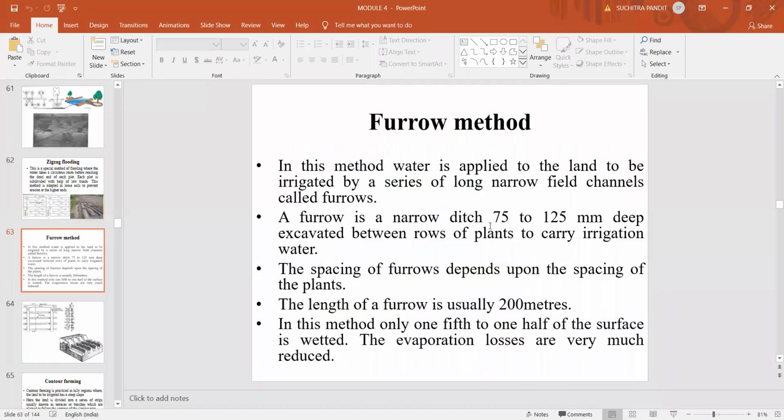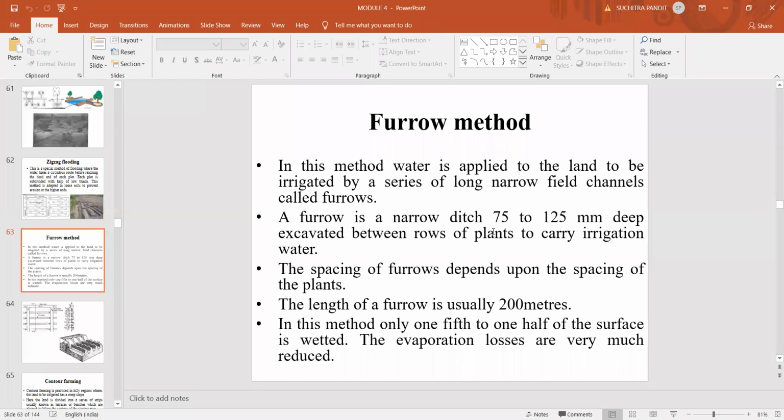Next is the furrow method of irrigation. In this method, water is applied to the land to be irrigated by a series of long, narrow field channels called furrows. A furrow is a narrow ditch that is about 75 to 125 millimeter deep and excavated between rows of plants to carry irrigation water. The spacing of the furrows mainly depends upon the spacing of the plants, and the length of the furrow is usually about 200 meters. In this method, only 1/5 to 1/2 of the surface is wetted, so the evaporation losses are very much reduced.